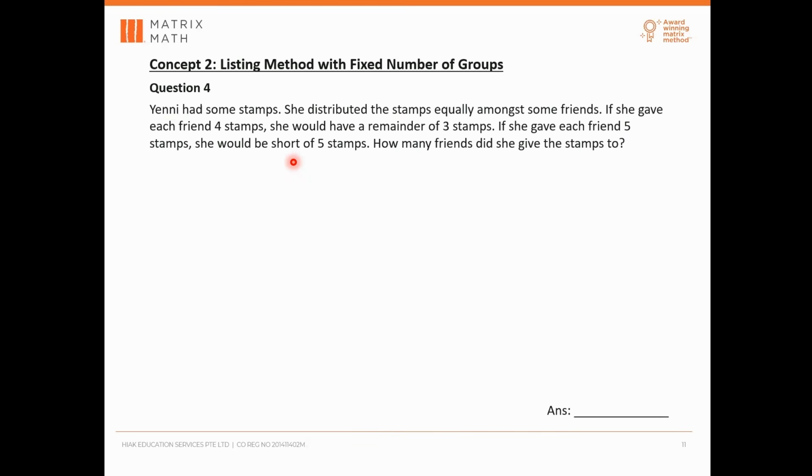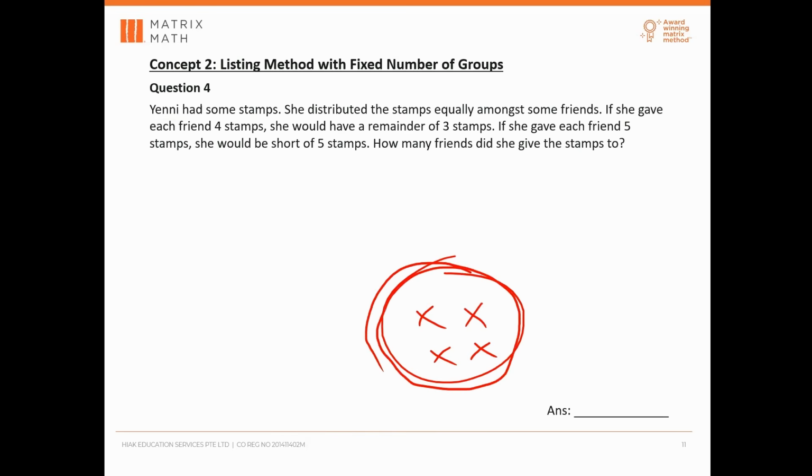Okay. Why is this a fixed number of groups? What is the group that we're referring to? So if this is one group, she gave each friend 4 stamps, right? 1, 2, 3, 4. What is this one group referring to? This would be each friend. So this is one friend. Not one bag, not one pack, not one class, but one friend.